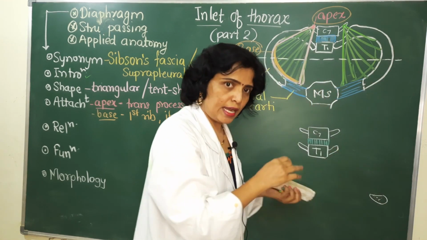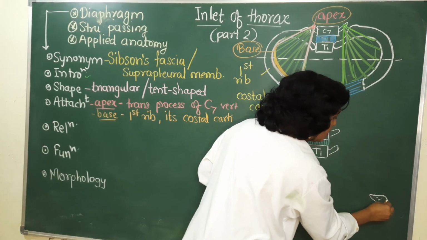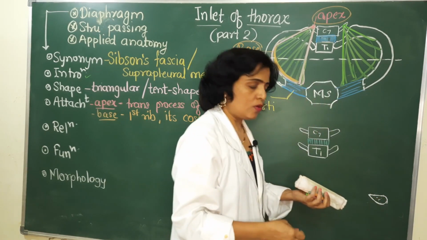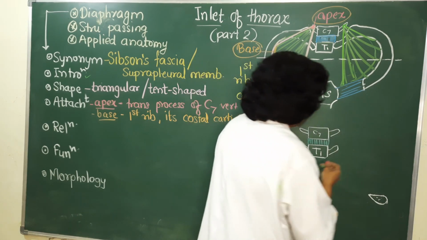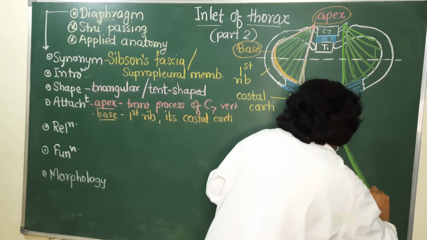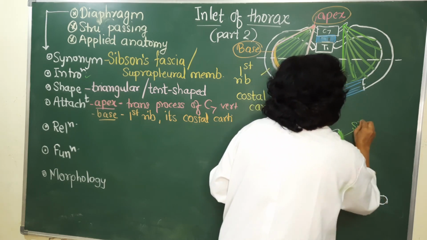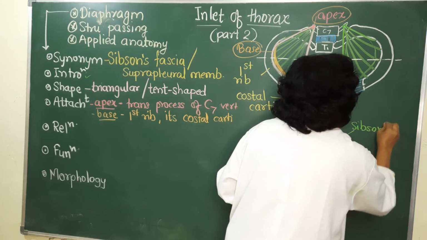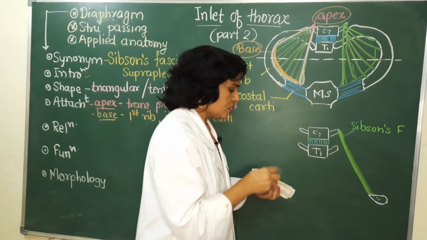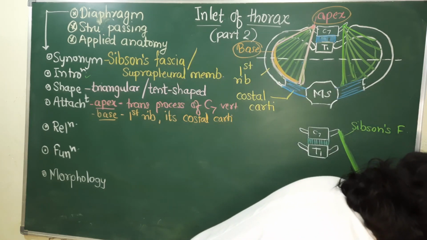As it is flat, the shaft of this first rib is flat, it has a superior or upper surface and a lower surface, and the inner border is sharper than the outer border. If you have to draw the Sibson's fascia, it will be over here. So this is the Sibson's fascia or the diaphragm of the inlet. This is Sibson's fascia. Now for the relations, you should know about the first rib.